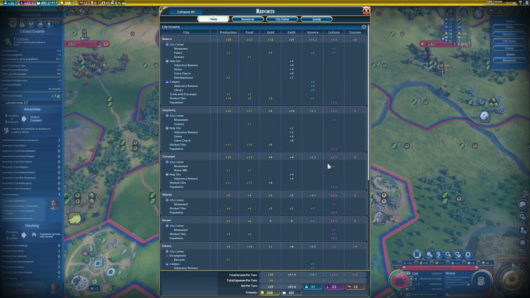Tourism isn't a yield like the others in that you can't get it by working tiles. Tourism comes from things like wonders, great works, and city walls later in the game, but it does show up here on the yield report. No matter what victory type you're going for, you're going to need to understand all of these different resources and what they allow you to do.